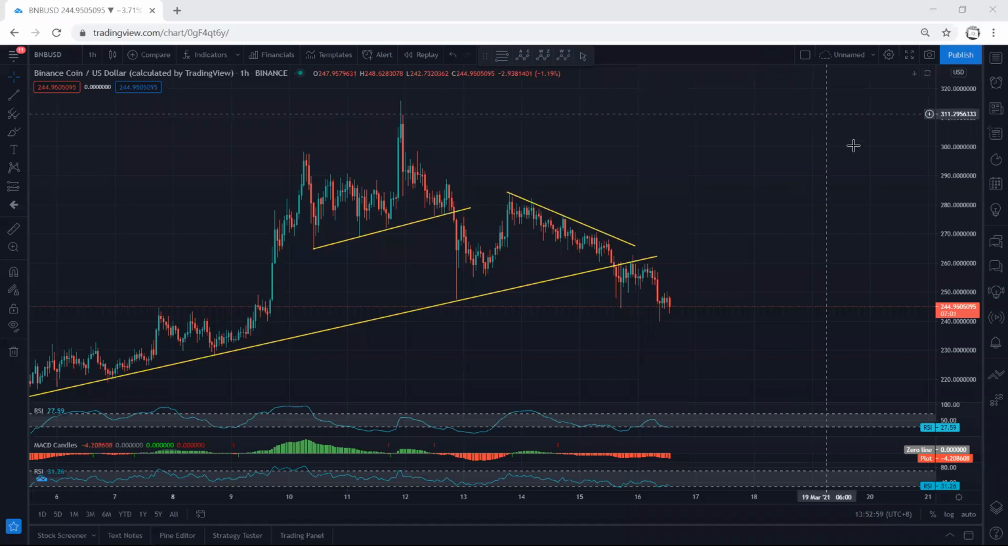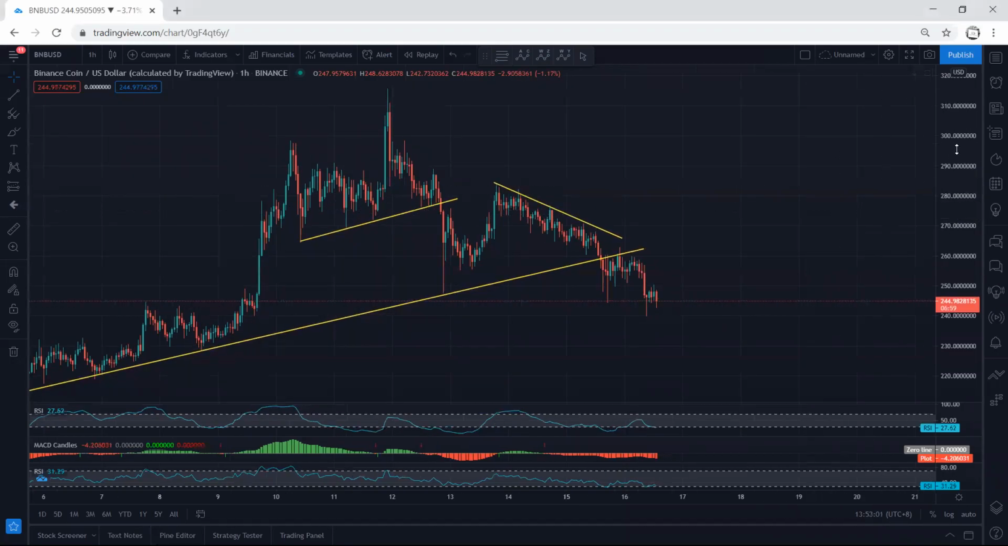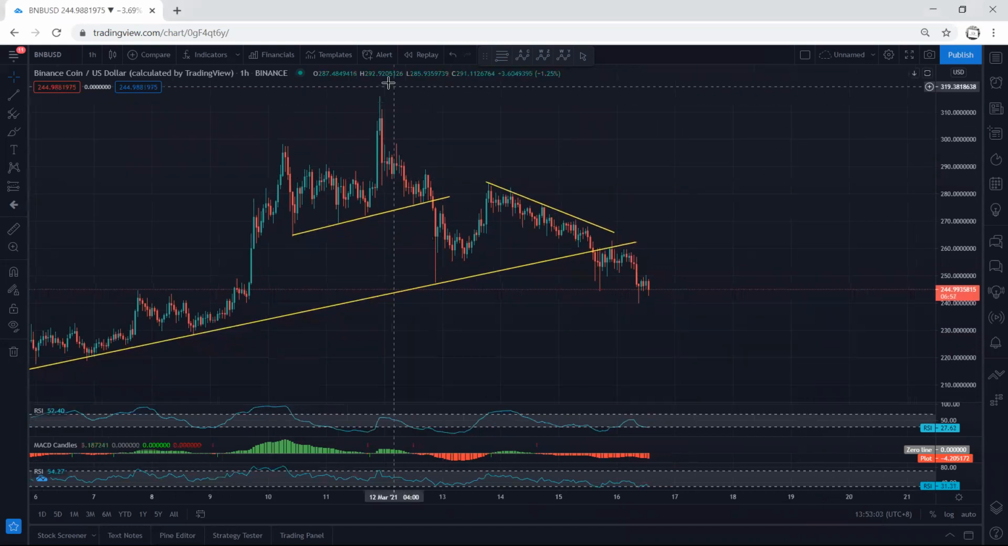BNB, we start with 1 hour chart. Okay, first of all, I refer to my last analysis when the price was here. Within this move, exactly here, we mentioned both different possibilities. We mentioned if we want to look for buy, we should look for the breakout.